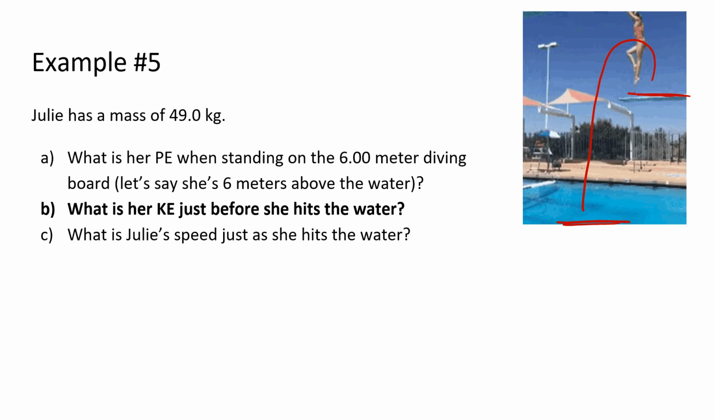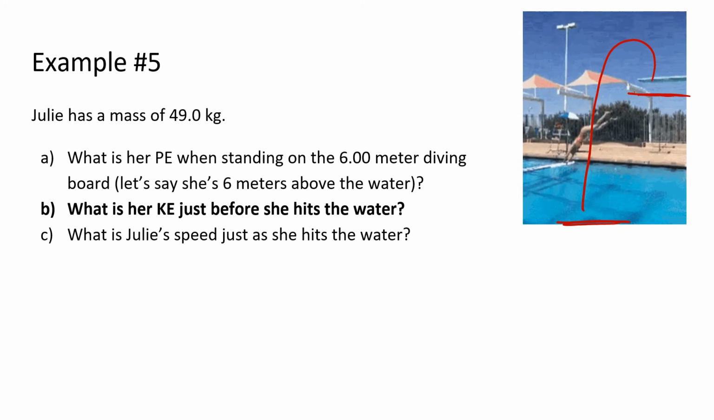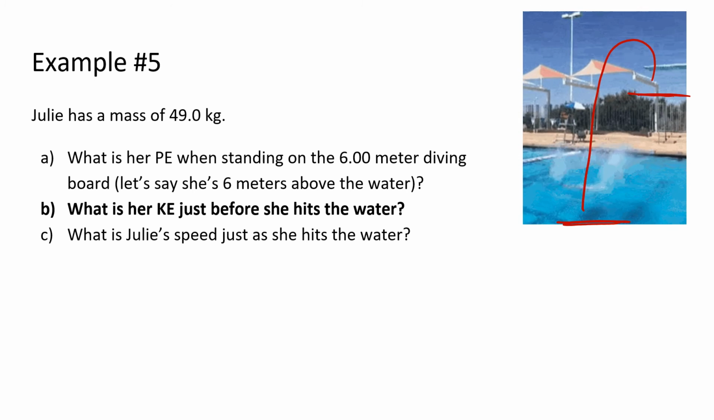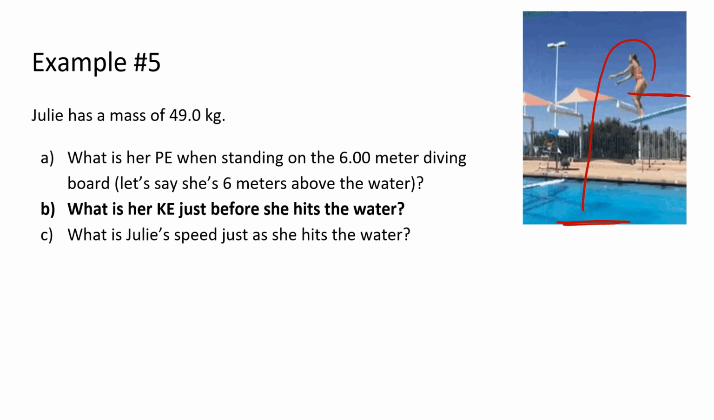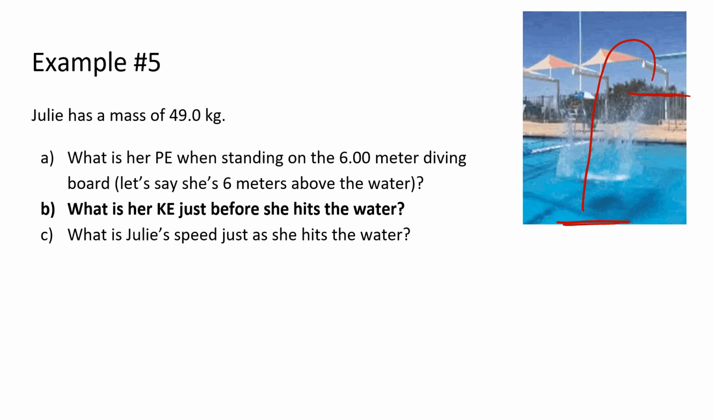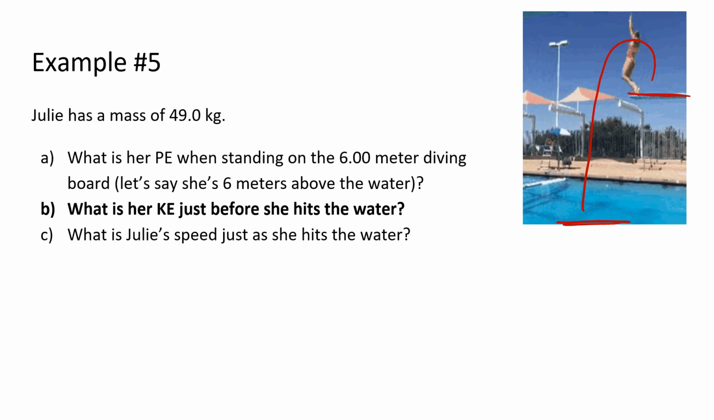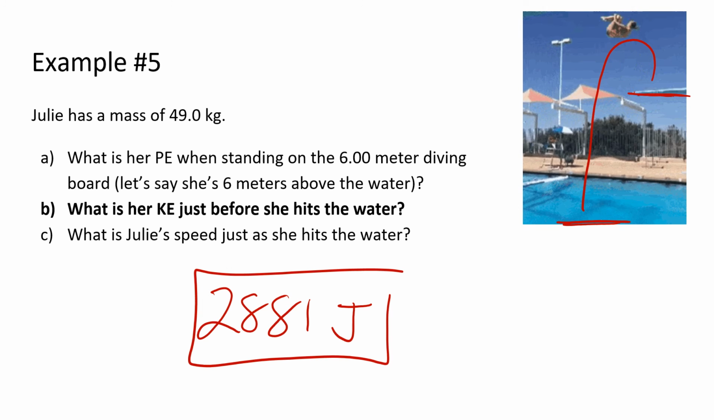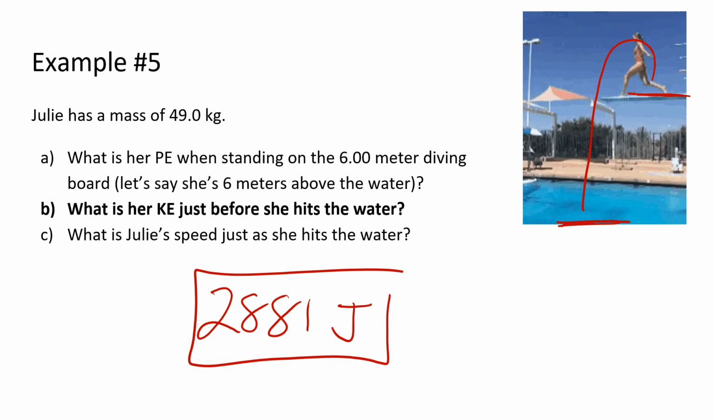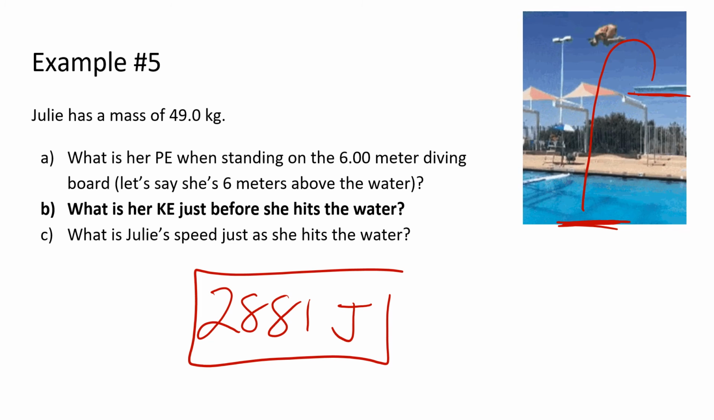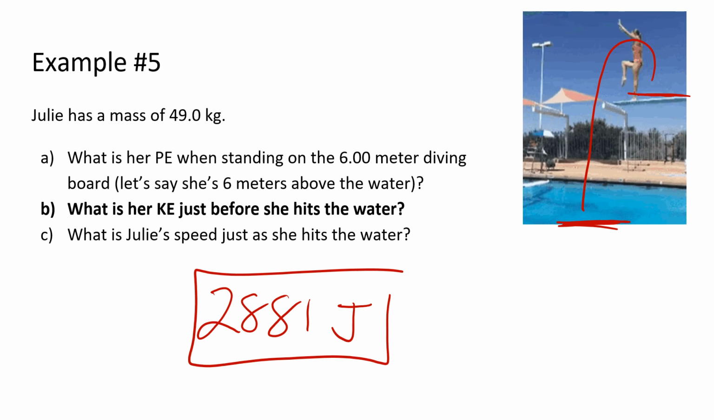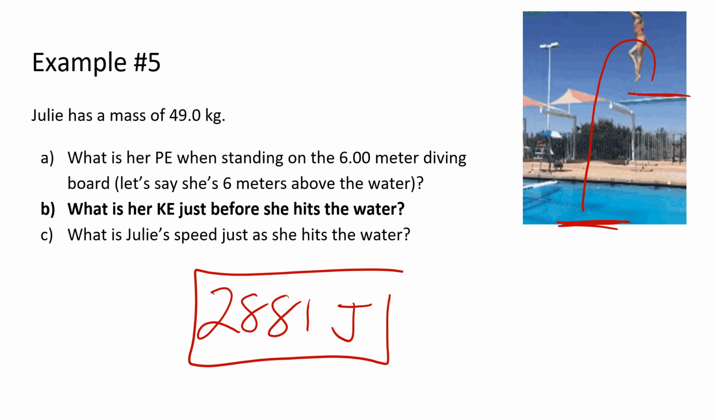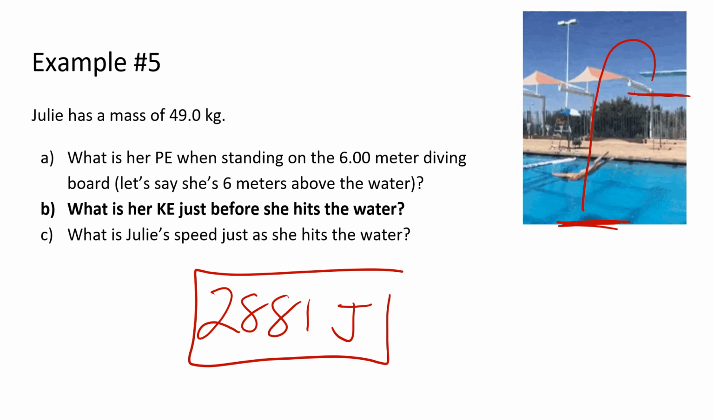So that means that if her potential energy is 2,881 joules at her highest point, right before she hits the water, her kinetic energy would actually be 2,881 joules, because when she reaches the top of the water, her height is 0 meters. So therefore, no more potential energy. She has all kinetic energy.